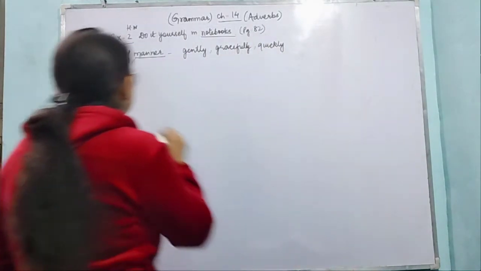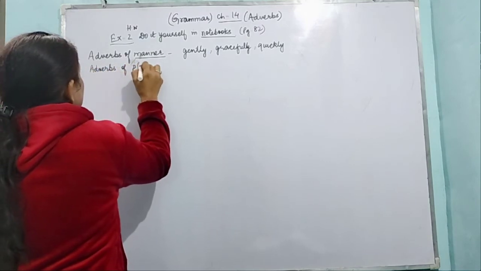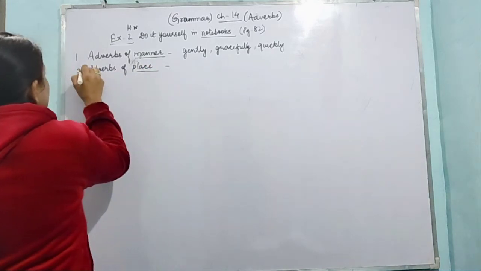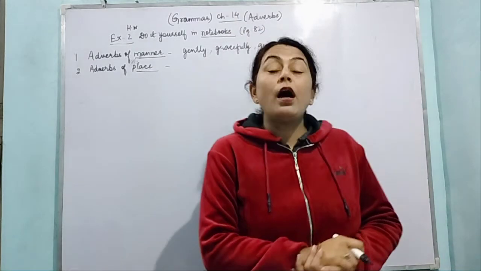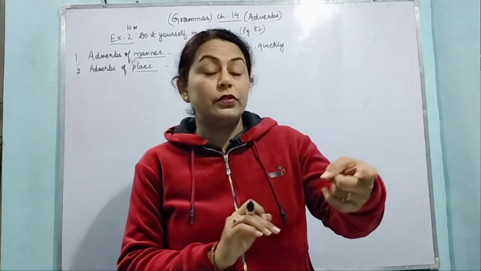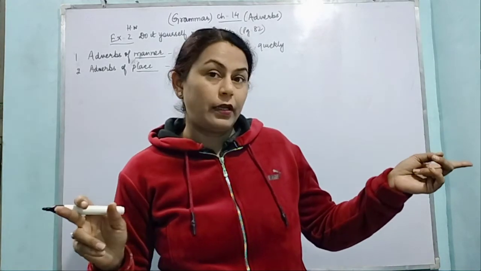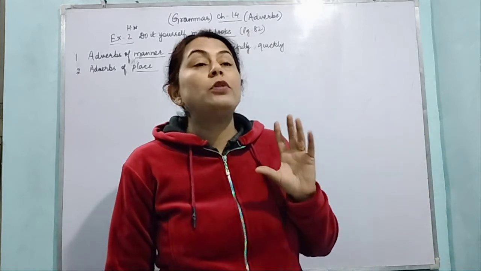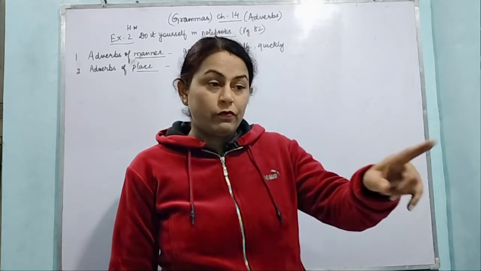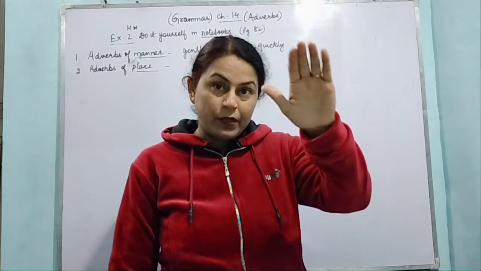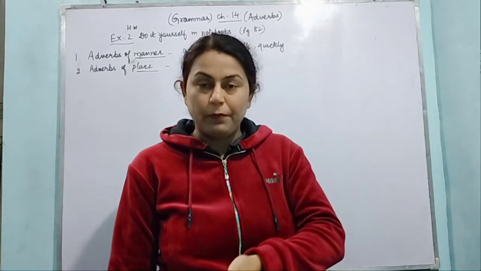Now adverb of place. So here it will tell you that where the action has taken place. Where the action has taken place. Like कहाँ हुआ है? Here, there, down, upstairs, that side, this side. So it tells you about the place of the action. Now bring it there. वहाँ ले आओ उसे. Bring that table there. Come here. I am calling you come here. That means I am giving you the direction that you should come here.